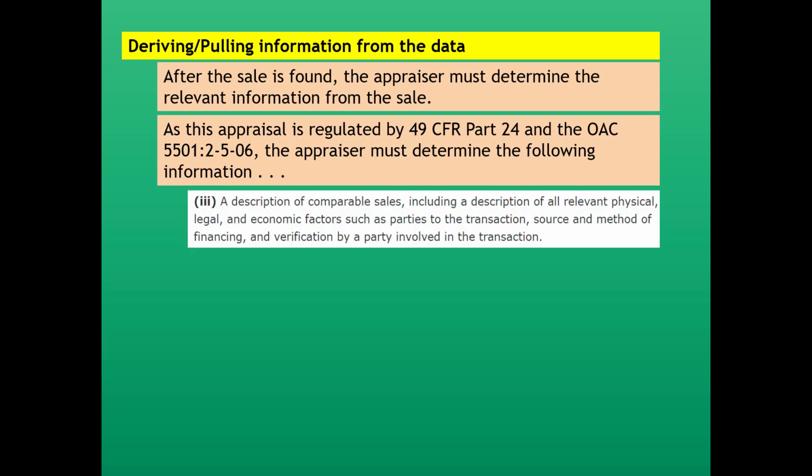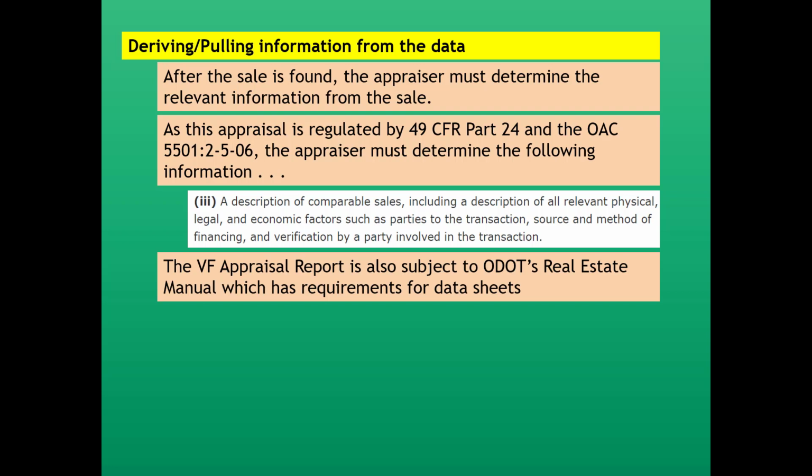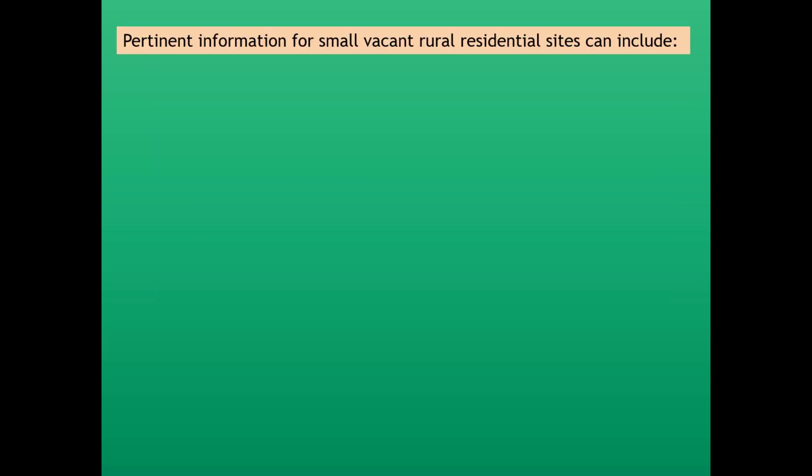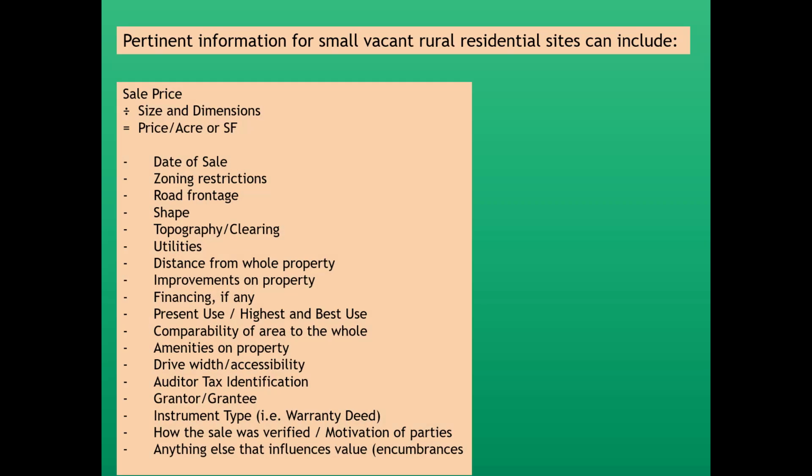Those regulations require a description of comparable sales, including a description of all relevant physical, legal, and economic factors such as parties to the transaction, source and method of financing, and verification by a party involved in the transaction. The value finding appraisal report is also subject to ODOT's real estate manual, which has requirements for data sheets. Pertinent information for small, vacant, rural residential sites can include the following.